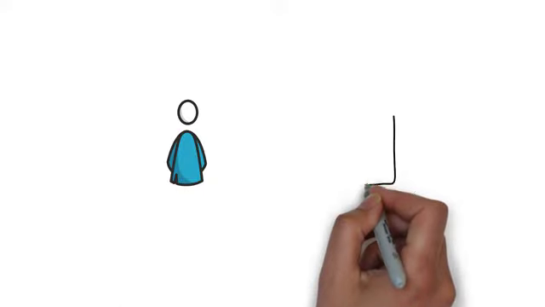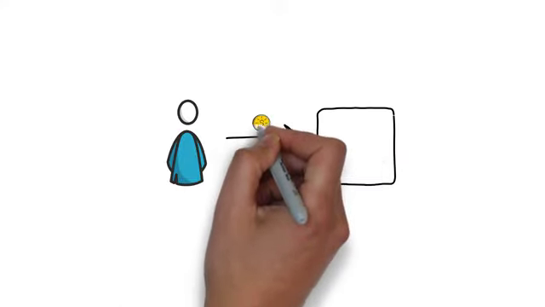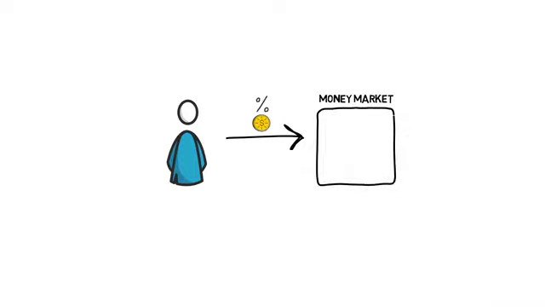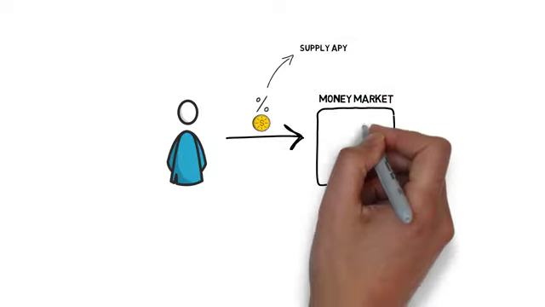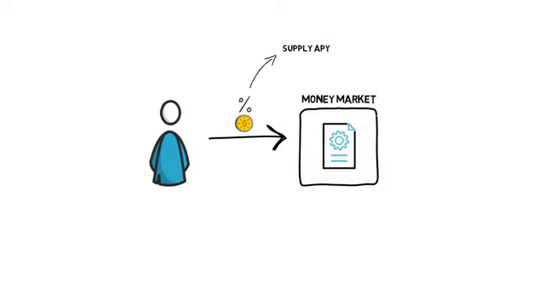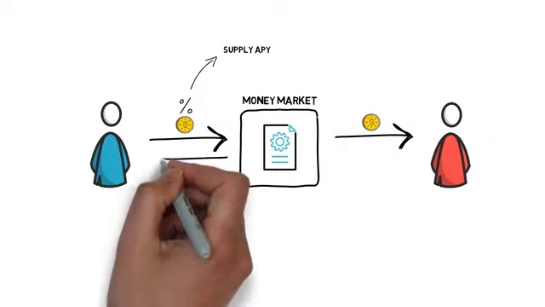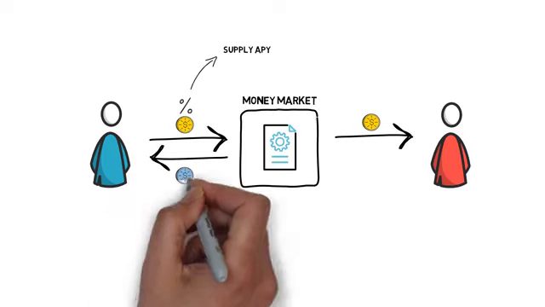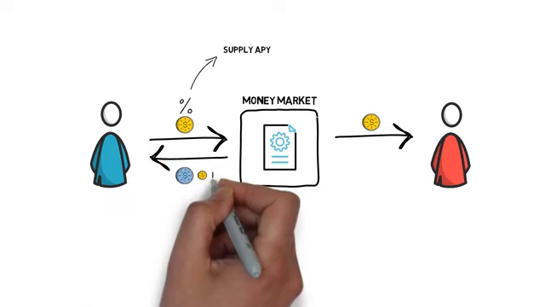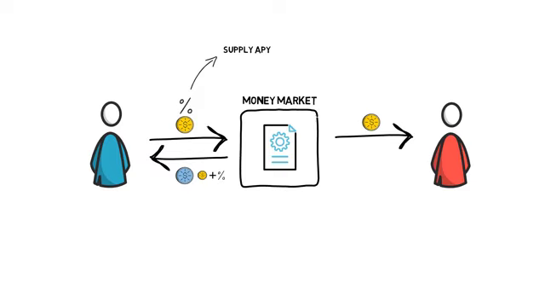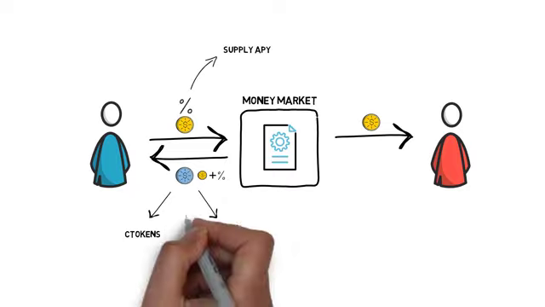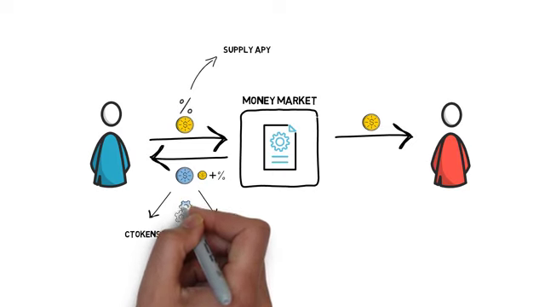Users who want to become lenders supply their tokens to a particular money market and start receiving interest on their tokens according to the current supply APY. The supply tokens are sent to a smart contract and become available for other users to borrow. In exchange for supply tokens, the smart contract issues other tokens that represent the supply tokens plus interest. These tokens are called C tokens in Compound and A tokens in Aave, and they can be redeemed for the underlying tokens. We'll dive deeper into their mechanics later in this video.